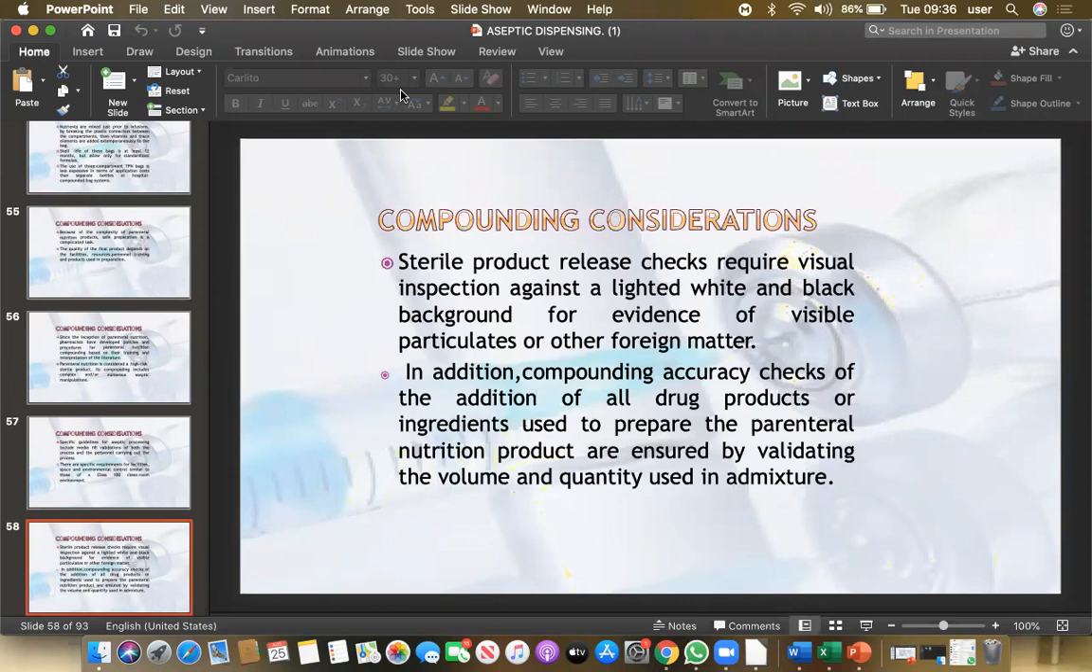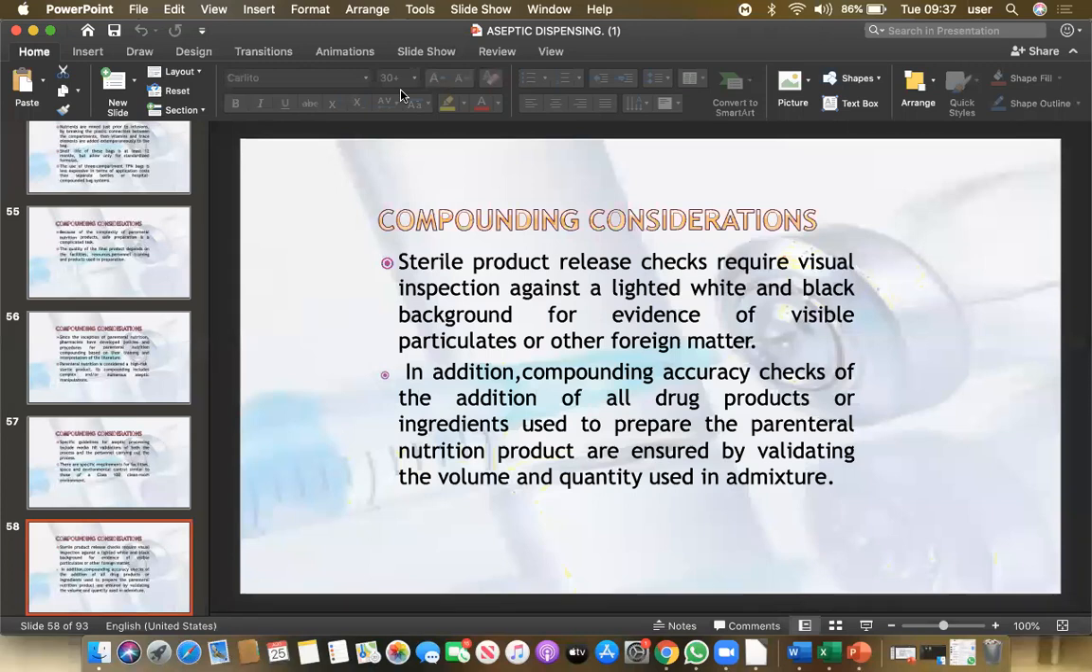Now, step: product release checks require visual inspection against a lighted white and black background for evidence of visible particulate or other foreign matter. You know, this particulate matter has to be checked on lighted white and black backgrounds. So after preparation, it has to be checked, and the TPN must be free from particulate matter.